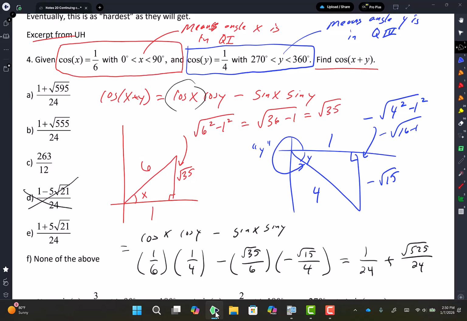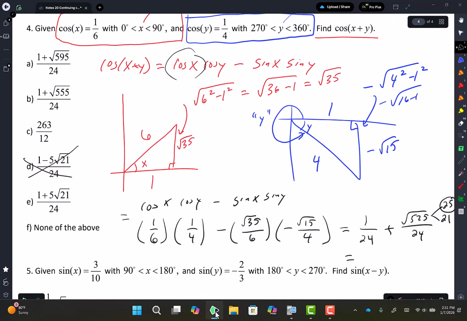Chop, I don't see that answer in there. It's in there, guys. 525 is the same thing as 25 times 21. How many quarters do you got to have for $5.25? 4, 8, 12, 16, 20, 21. Do you guys see how we got that, guys? If you have 21 quarters, you have $5.25. So 25 times 21 is 525. What's the square root of 25? 5. So there it is. The denominators are the same. 1 plus 5 square root of 21, all over 24.